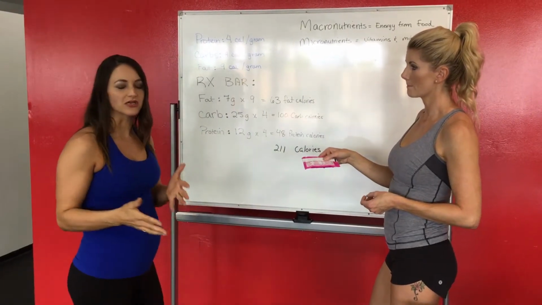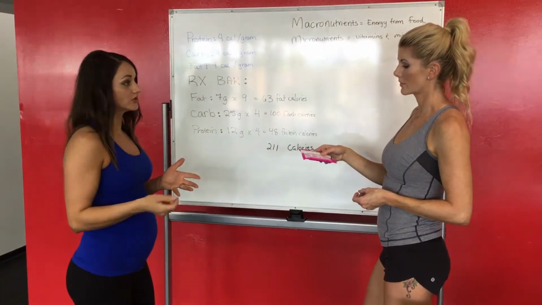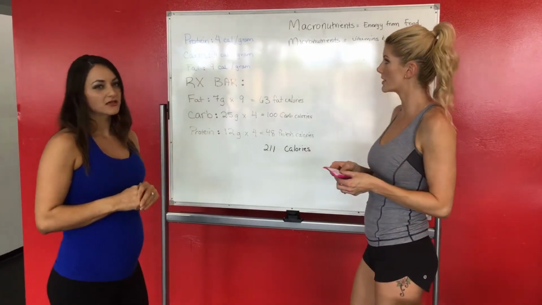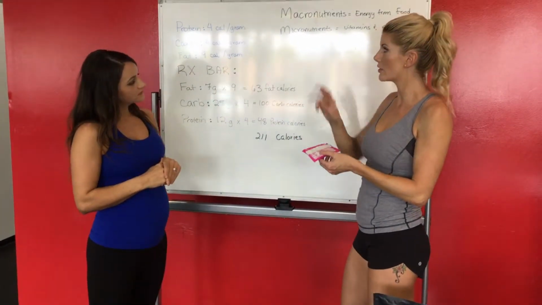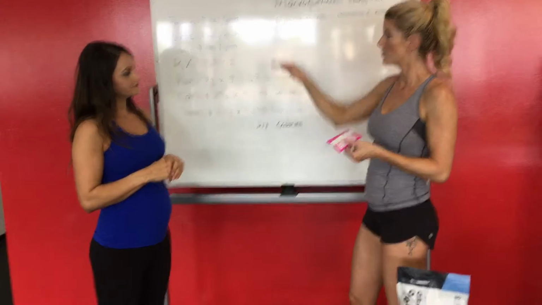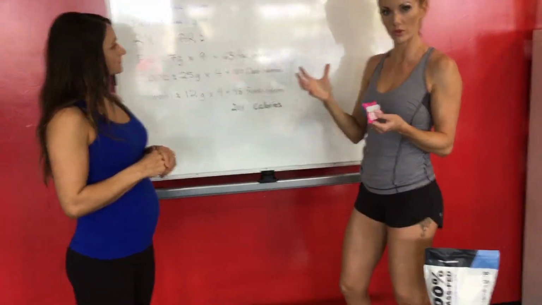So those are just some things that you have to watch out for when you're looking at labels. But it's going to be really close if you just look at, when you're reading a label, those 3 things: protein, carbs, and fat. Do that simple math calculation and you'll come up with the total calories.